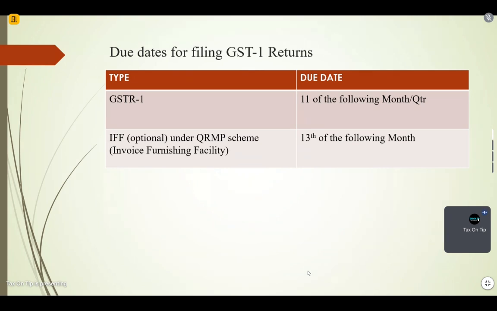So these are the two due dates which are relevant only for the purpose of GSTR1. I have not compiled all other due dates because these are the only two relevant dates. So 11th of the following month, and if we are using the QRMP and IFF facility, then 13th of the following month.